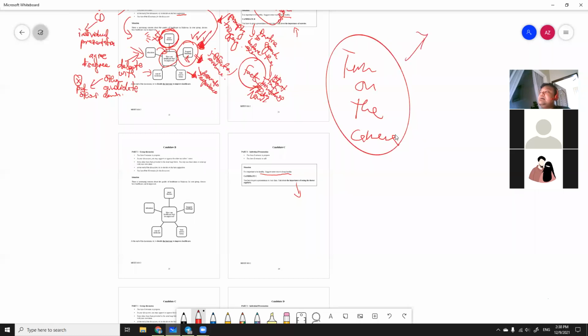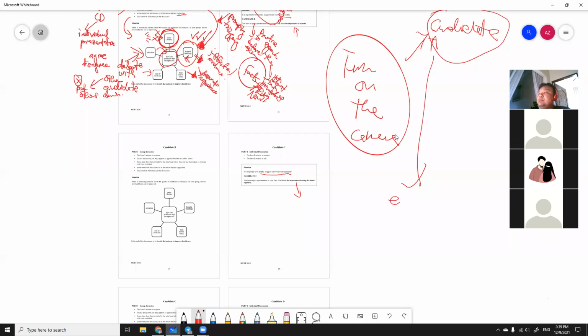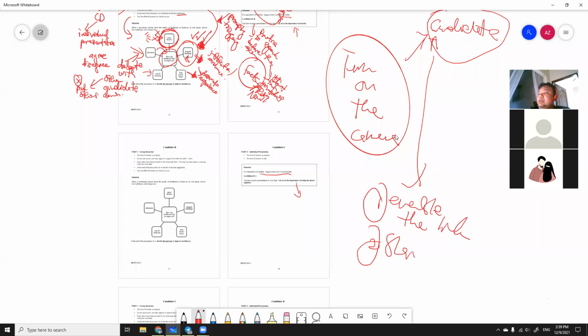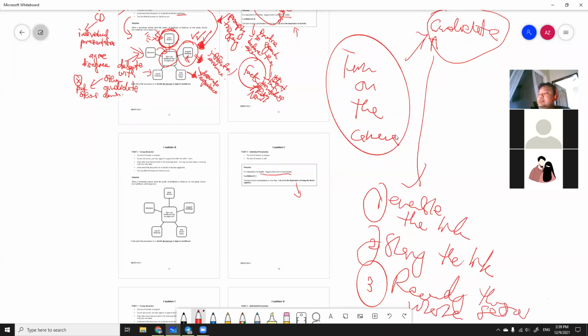So the group leader, preferably candidate A, you would be the one who enables the Zoom link, and then you will be sharing the link. And then number 3, you will be recording the whole session. Things like that.